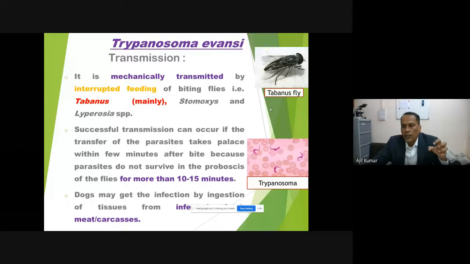The Tabanus fly, by sucking the infected host, takes the Trypanosoma inside its mouth. Inside the mouth of the Tabanus fly, Trypanosoma survive only 10 to 15 minutes. After that, they die. So successful transmission only occurs when the Tabanus fly bites within 10 to 15 minutes. The Tabanus fly's feeding habit is interrupted, it can bite the host in an interrupted manner, and this interrupted feeding helps in transmission.